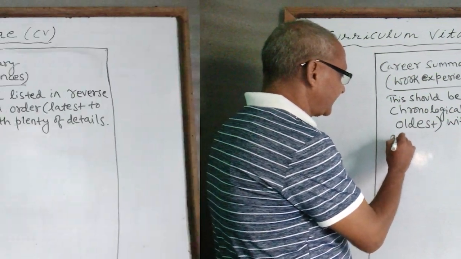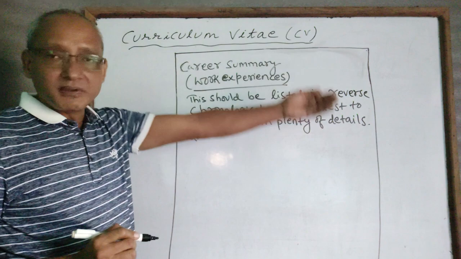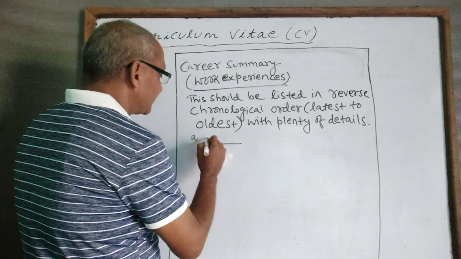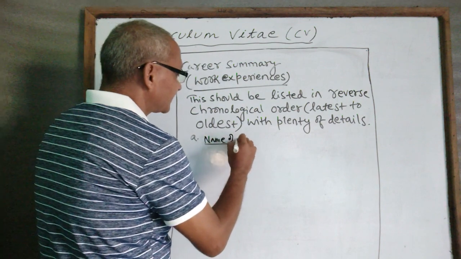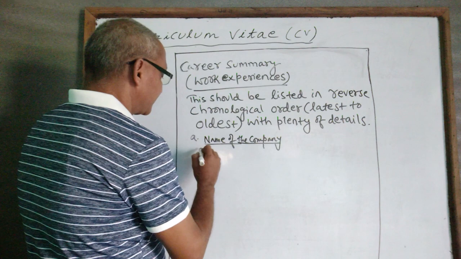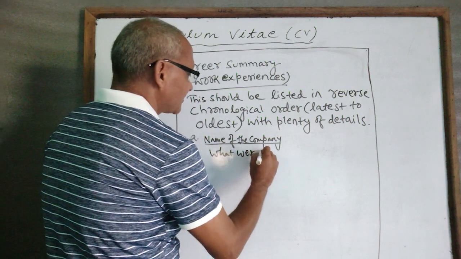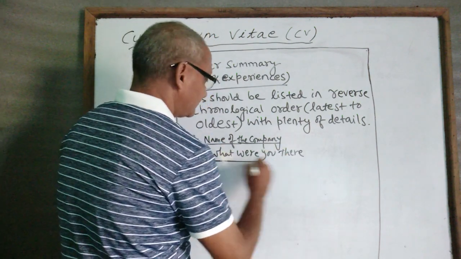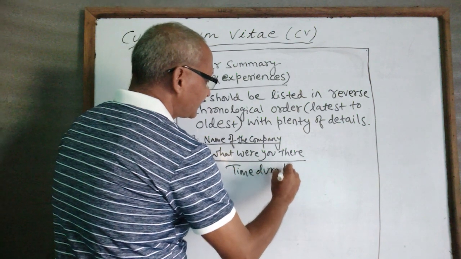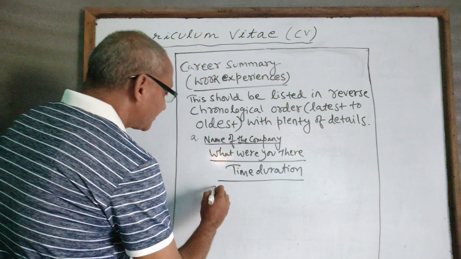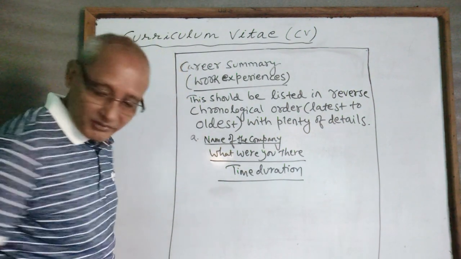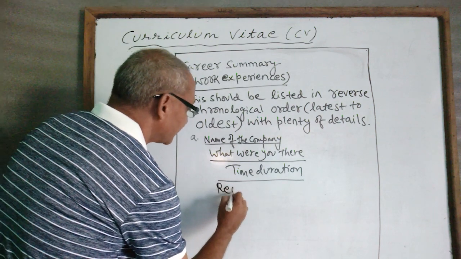Like number 1, number A. Before applying for the new one, where were you working? Mention that place, the name of the company. This is 1. Now, what was your position there? And from which year to which year you worked there, your time duration. Then your responsibilities, not achievements. We'll come to achievements next, in the next column. What were your responsibilities?